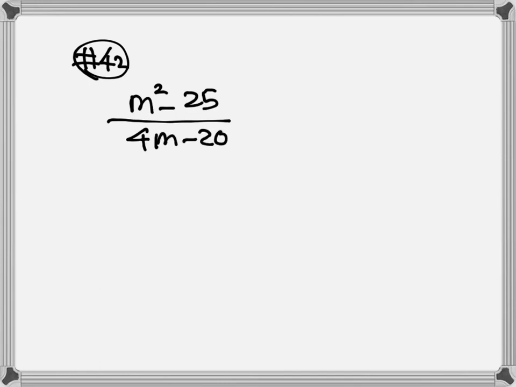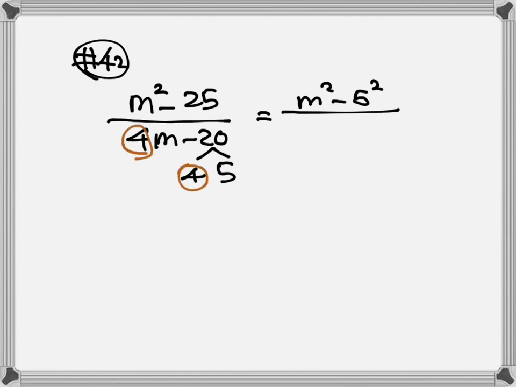Number 42, we have n squared minus 25 over 4n minus 20. Okay, so for the numerator, I'm going to keep the n squared. I'm going to change 25 to 5 squared. For the denominator, 4 can go into 20. So 4 times 5 equals 20. So my common factor is 4. So I'm going to factor out the 4. Then inside the parenthesis, I have n minus 5.